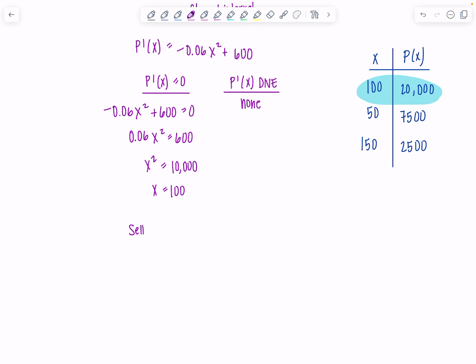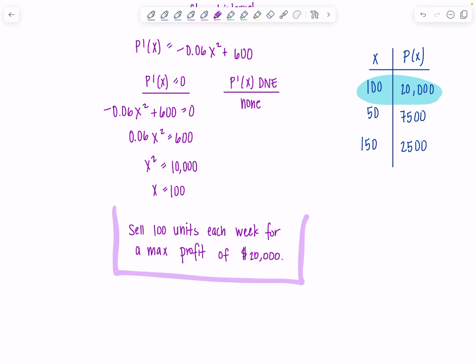So I would tell them: sell 100 units each week for a max profit of $20,000. There you go.